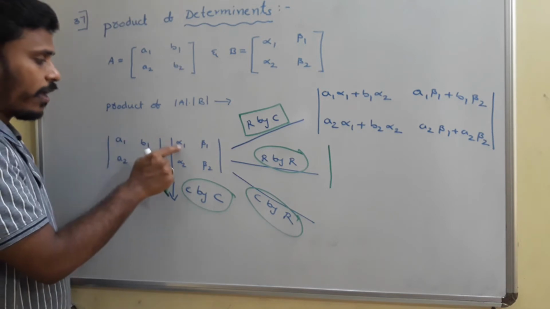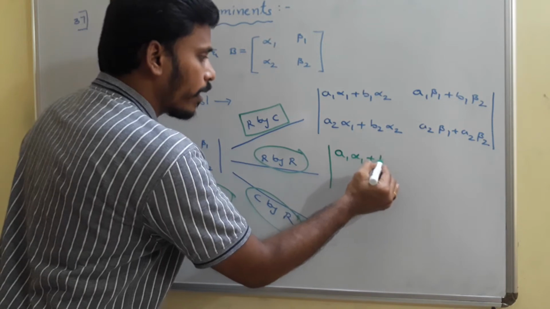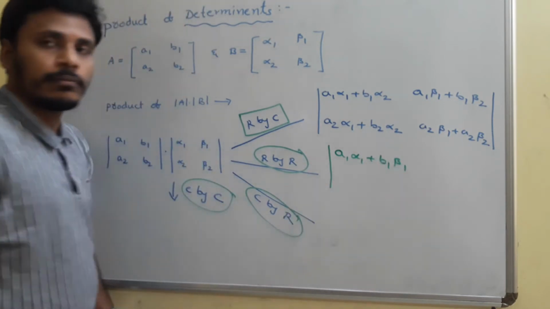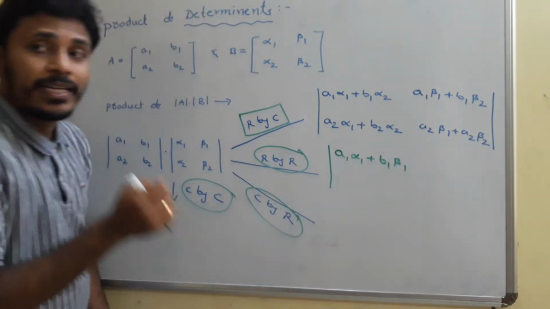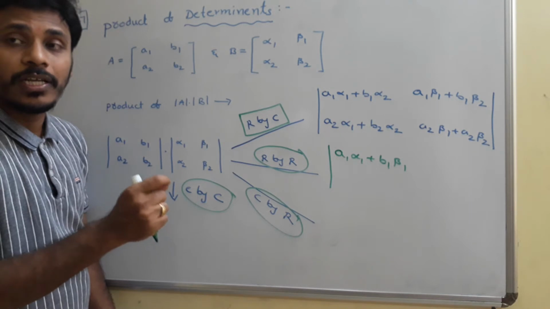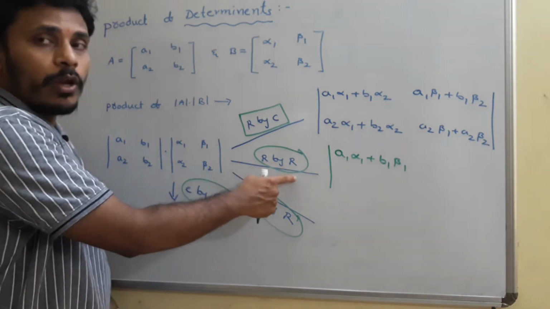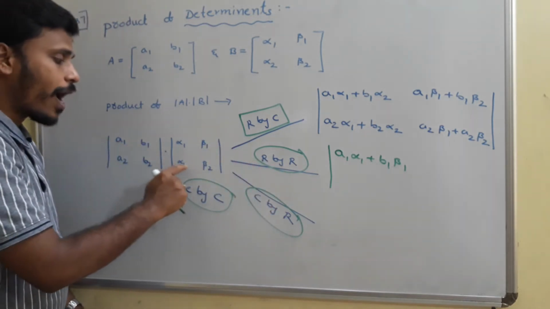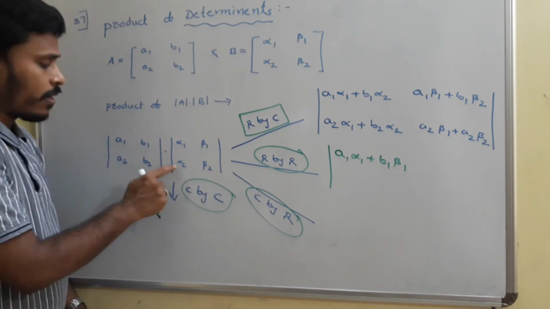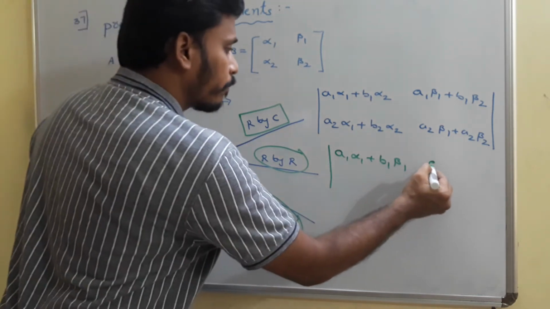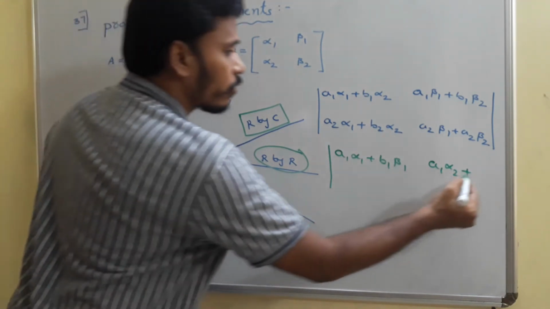So how to multiply? A1 alpha 1 plus B1 beta 1. And what is this position? First row, second column, so its suffix is 1 2. Since its position is 1 2 and we are multiplying row by row, you take the first row and the second row. First row, second row: A1 alpha 2, and then B1 beta 2.